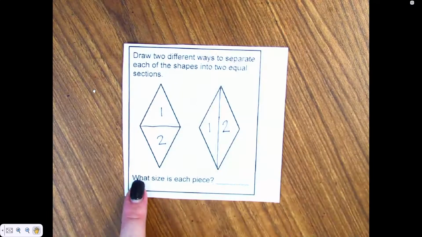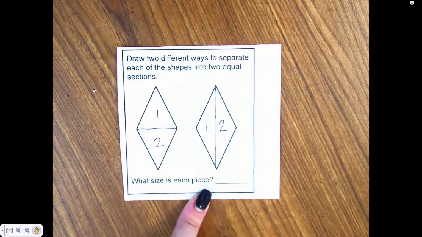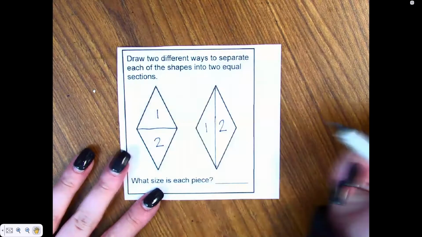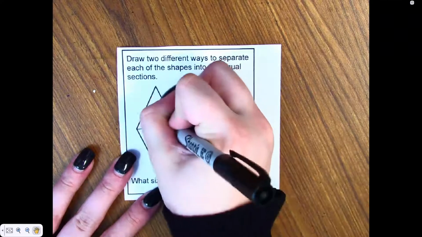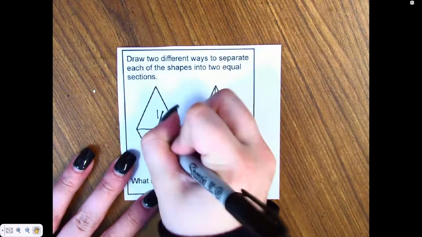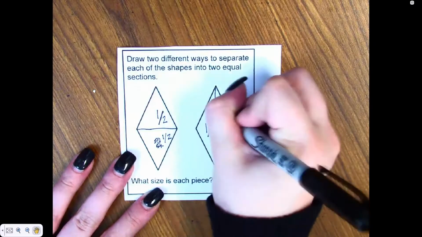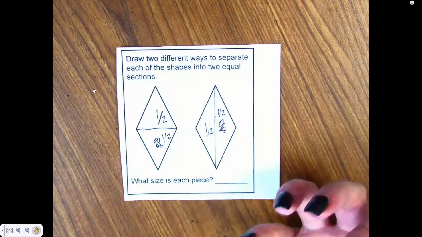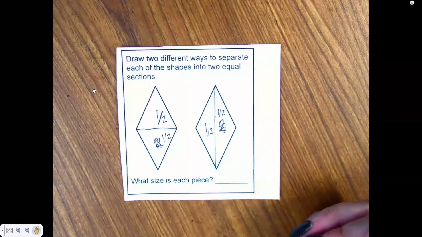So then it says what size is each piece, okay? Well, so this would be, I would have 1 of 2, right? And then this one would be 1 of 2, and this would be the same thing. Okay, so these would be divided in half, basically. We've taken our diamond and we've divided them in half.